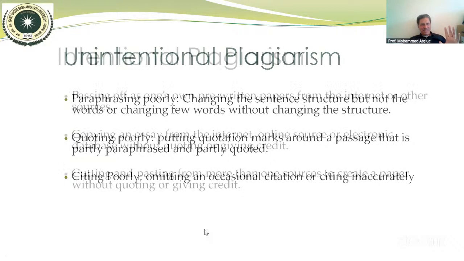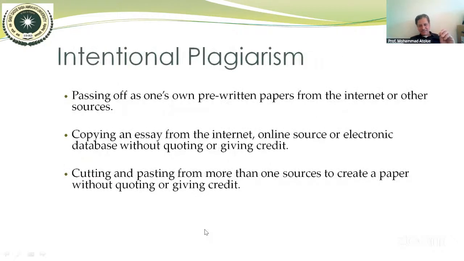Unintentional plagiarism. Intentional is much more dangerous than unintentional. It is passing off pre-written papers from the internet or other sources as one's own. I'm taking somebody else's paper and putting my name on it. This is very rare nowadays. Earlier it was very common, maybe 10 years ago when there were no tools. These issues were very common, and this is categorized by UGC only.